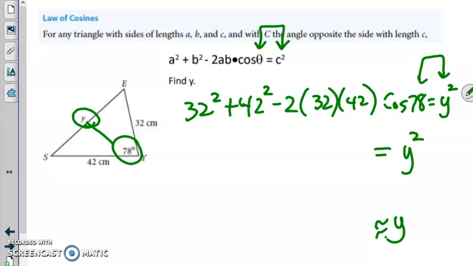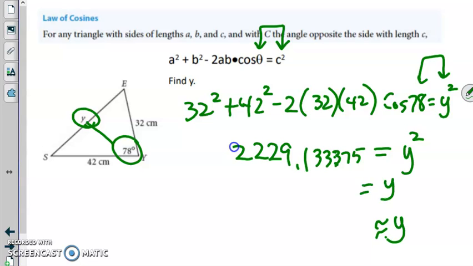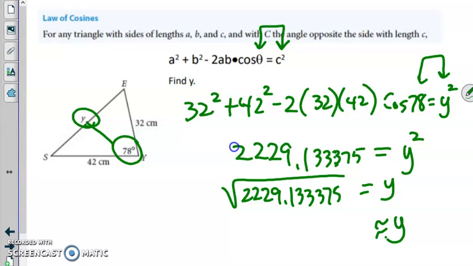y squared is 2,229.1333375. Just three 3s, 133375. So y is going to be the square root of that. So hopefully you got a final answer of 47.214. We're good with that? Yes? All right. Any questions on the first two problems?